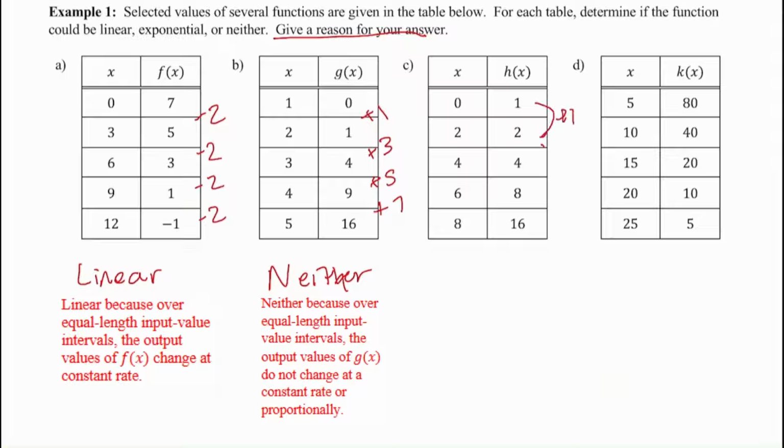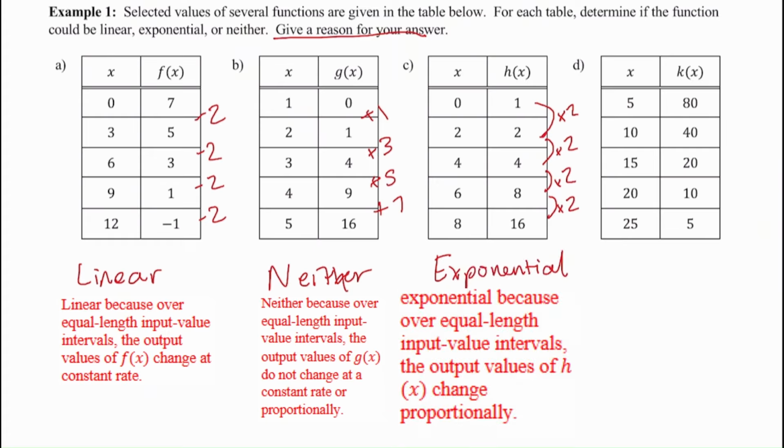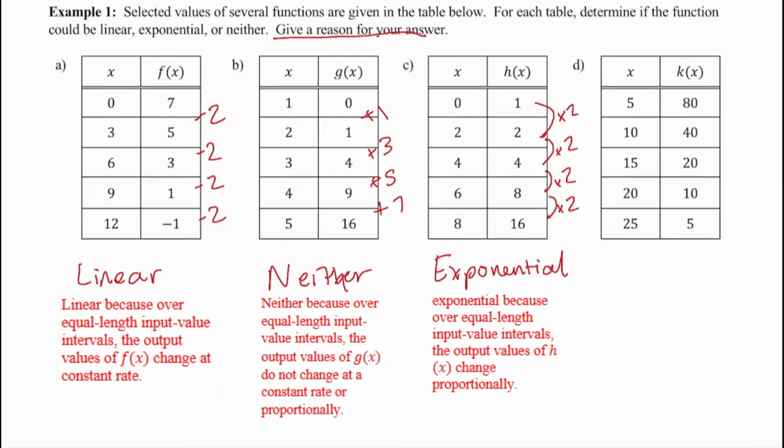So h of x, we see this is +1. Oh, but this is +2 and this is +4, then +8. So that means it's multiplying by 2, times 2, times 2, times 2. So that means it's exponential, and the reason is because it's changing proportionally. Now the next one. So d, it looks like each of them is multiplying by 1/2, aka dividing by 2.